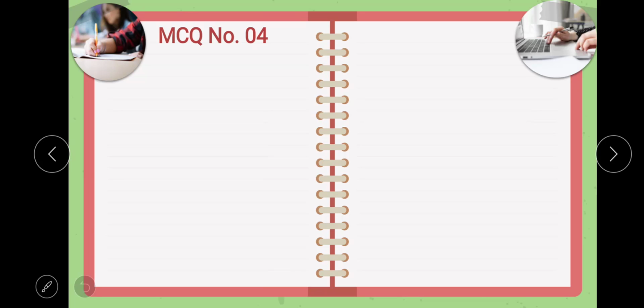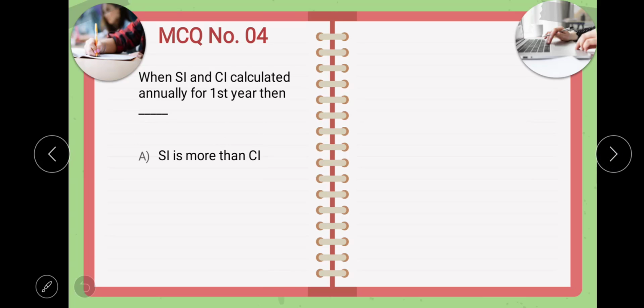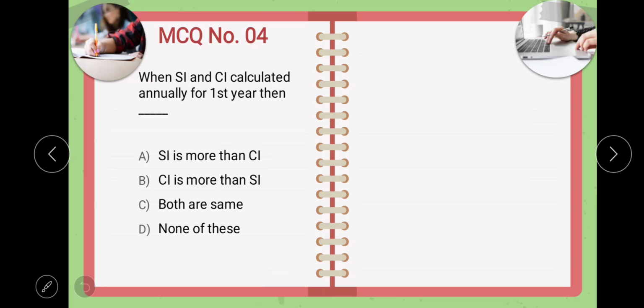Now multiple choice question number 4. When simple interest and compound interest are calculated annually for the first year, then, so the options are: option A, simple interest is more than compound interest. Option B, compound interest is more than simple interest. Option C, both are same. And option D, none of these.